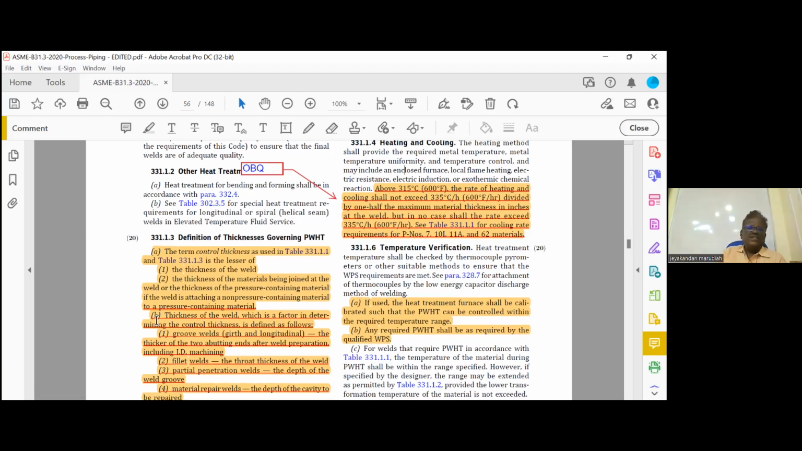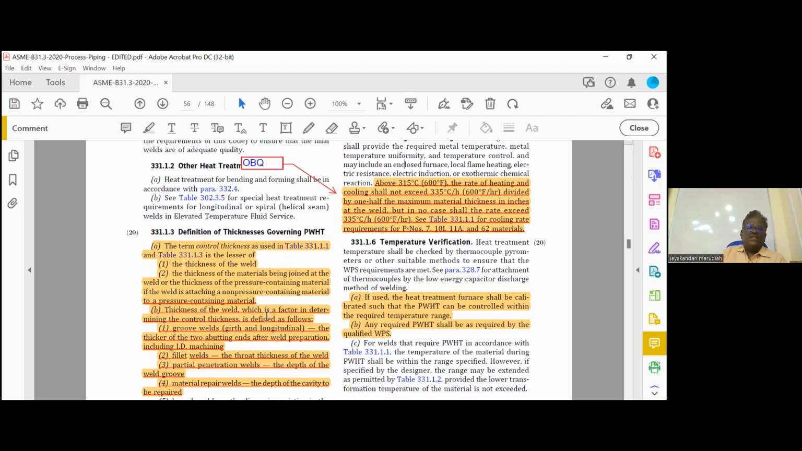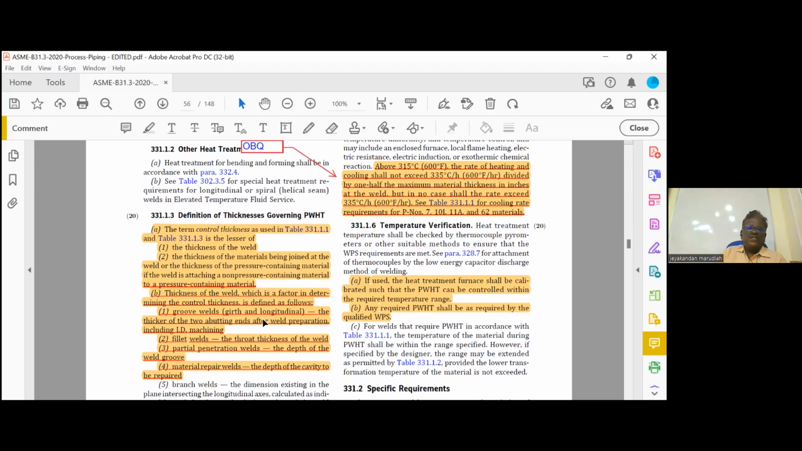So you can see here, the thickness of the pressure-containing weld, which is the factor to determine the control thickness, is defined as follows. Groove welds, girth and longitudinal: the thicker of the two components. So whichever has the higher thickness, we have to take. Fillet weld, we have to take the throat thickness. Partial penetration, the depth of the weld groove. Repair weld, the depth of the repair only.